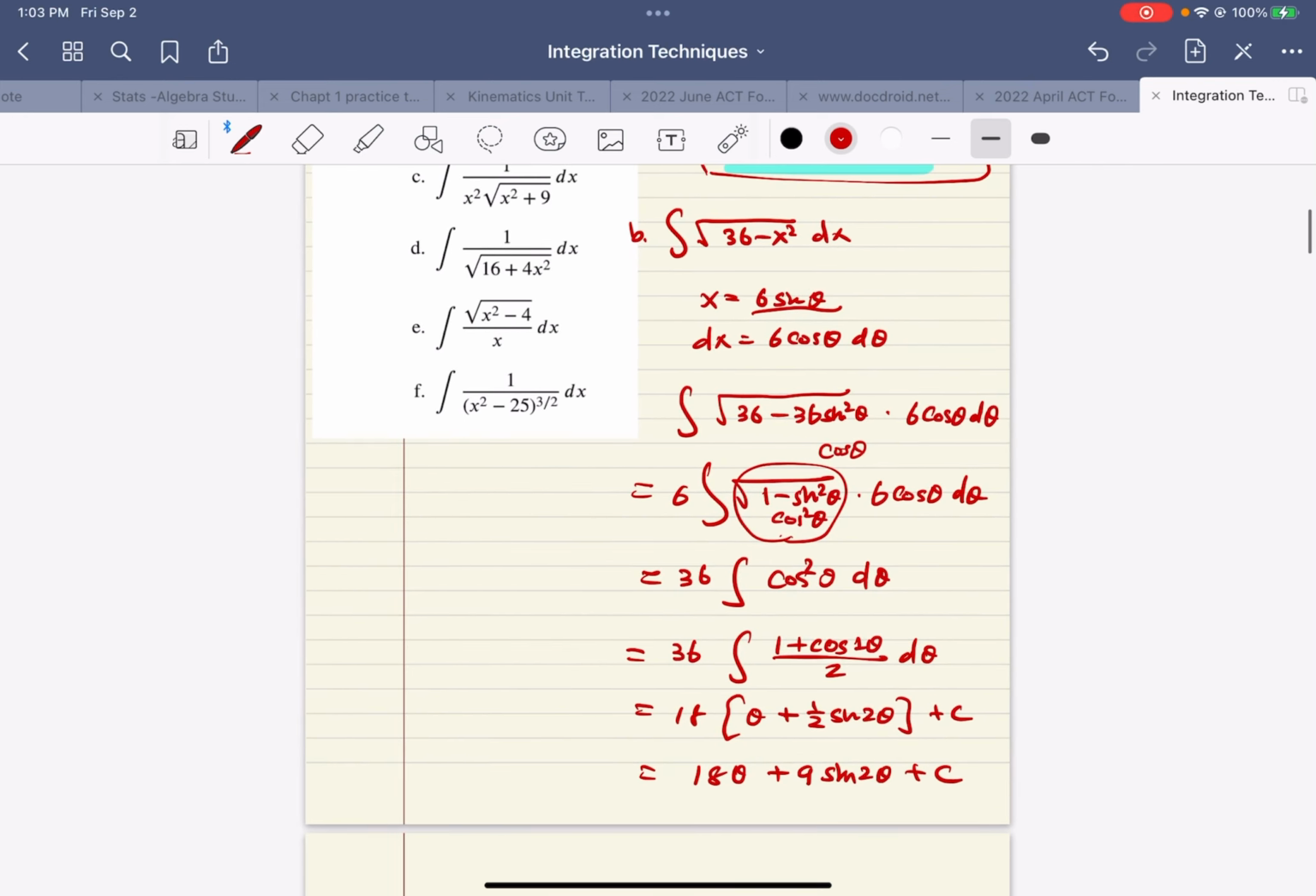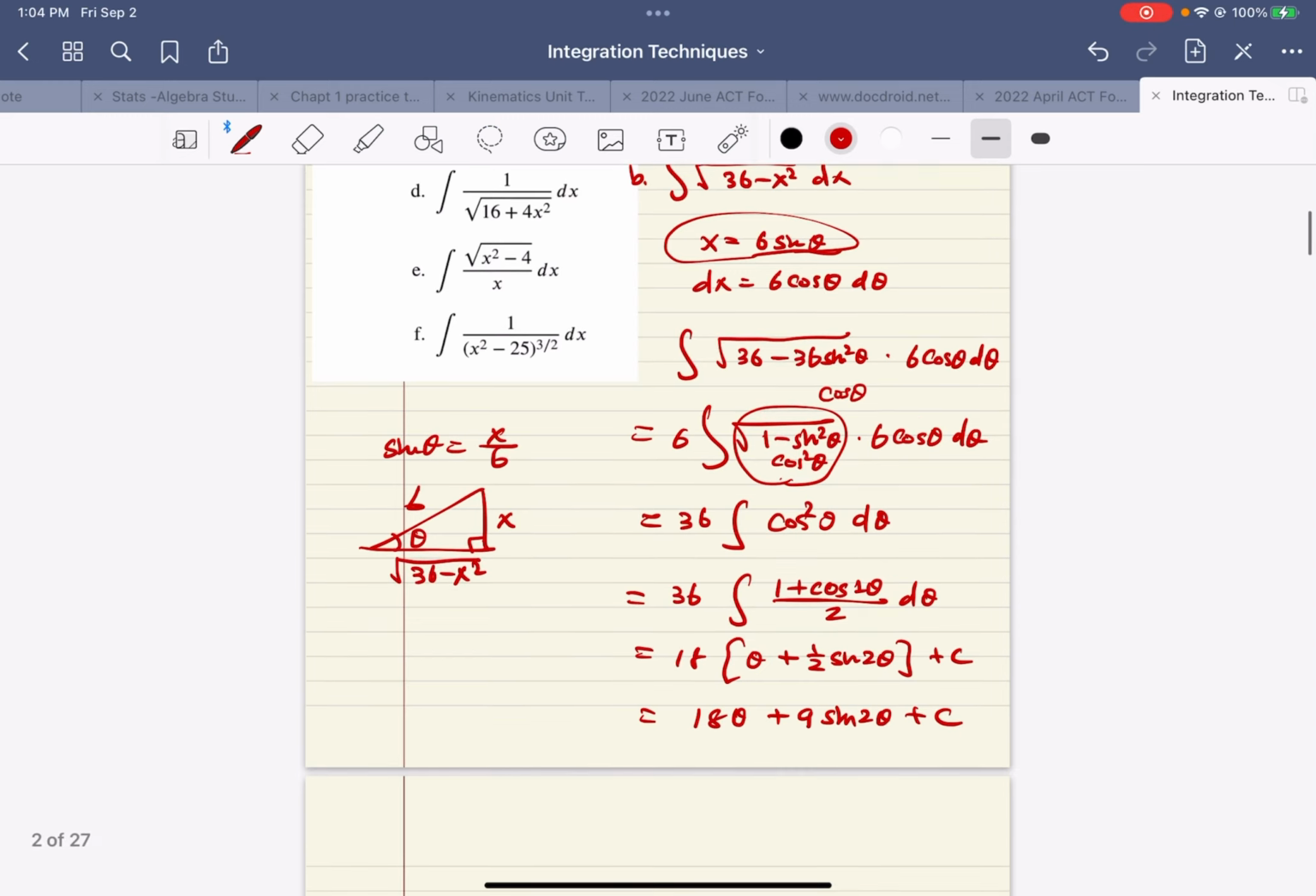But you have to have it in terms of x, not theta. So here, sine theta is x over 6. So you draw a triangle again. This one is theta, and x over 6 is sine. So using the Pythagorean theorem, the other side is root 36 minus x squared. So 18 inverse sine x over 6, that is theta, plus 9 sine 2 theta, and the double angle formula gives 2 sine theta cosine theta, so 18 sine theta cosine theta plus c.